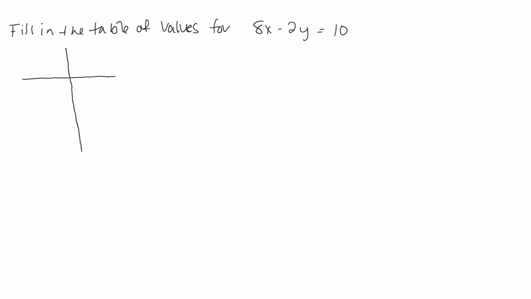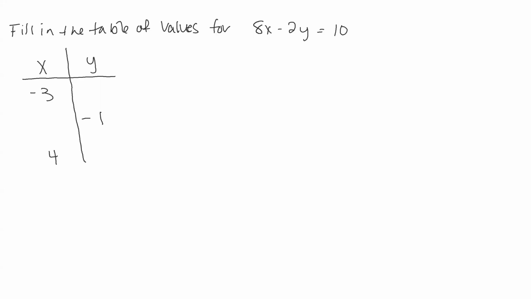Let's do one more table of values. So we're going to complete the table of values. Let me go back to black ink. We're going to fill in the table of values for 8x minus 2y equals 10. And this is another table of values where it's partially filled in for you. So we have -3 for x. We have an ordered pair where y is -1. And then we have another ordered pair where x is 4.